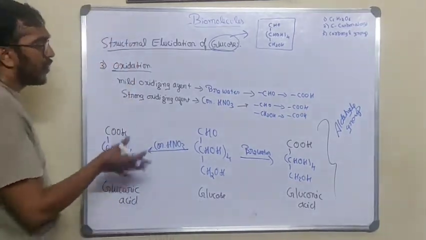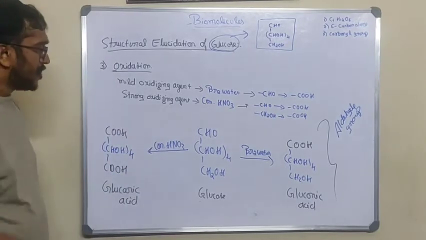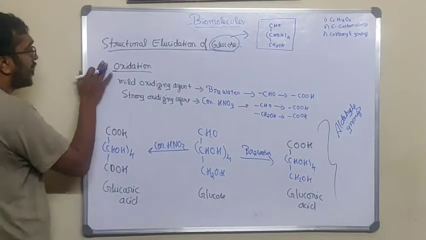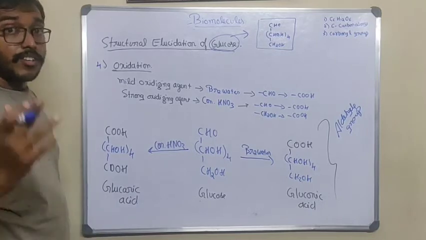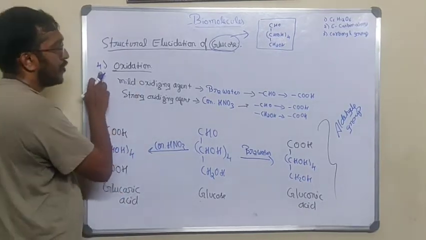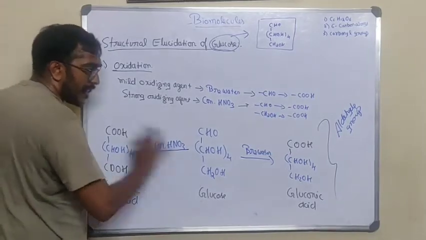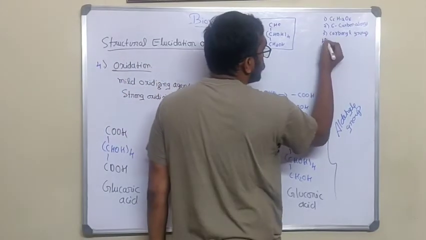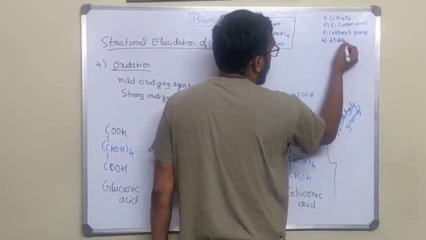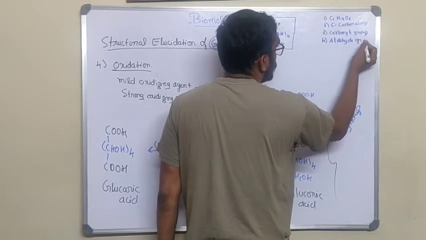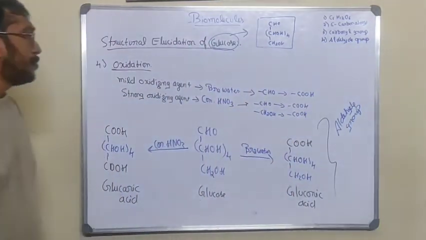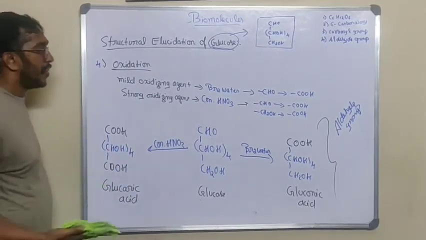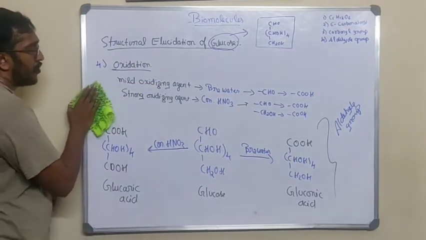So Tollens we can adopt, and also Fehling's. This reaction is very, very important. This is the fourth point, the fourth structural elucidation of glucose. The fourth point confirms from this reaction that the aldehyde group is there. Okay, so let's go for the fifth topic of the structural elucidation of glucose.